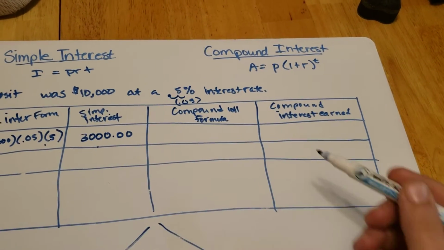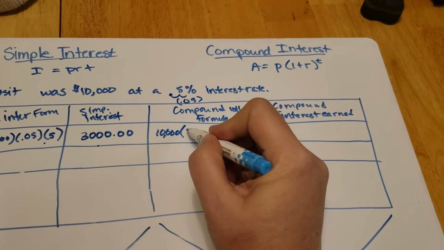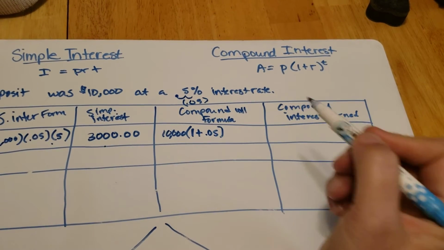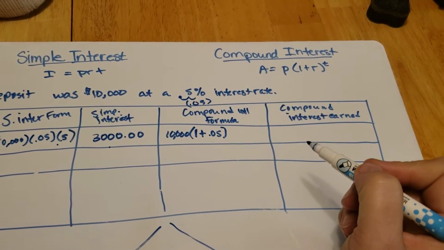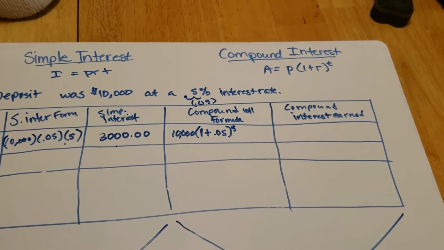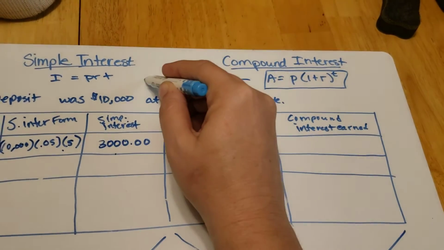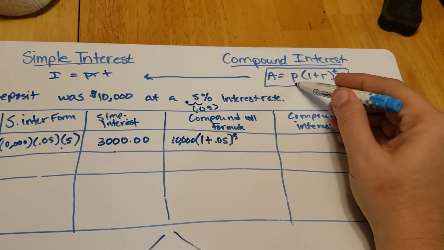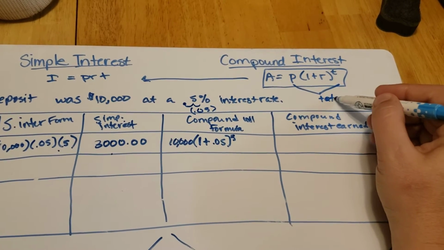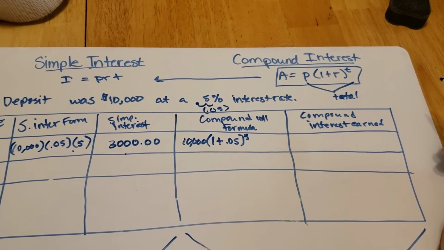With your compound formula, you have the 10,000 as your principal, and then you have the 1 plus the rate, which is 0.05. And then your time in years is an exponent. So this formula is really different than the simple interest formula because once you do all of these calculations here, it gives you the total that you have at that time. It doesn't give you just the interest. It gives you your interest plus what you already had in the bank.